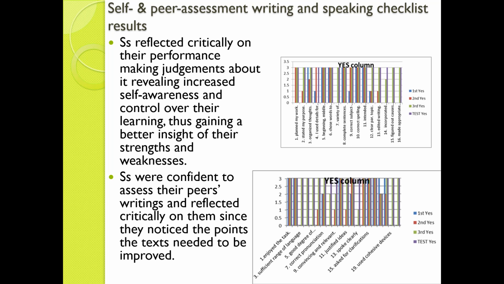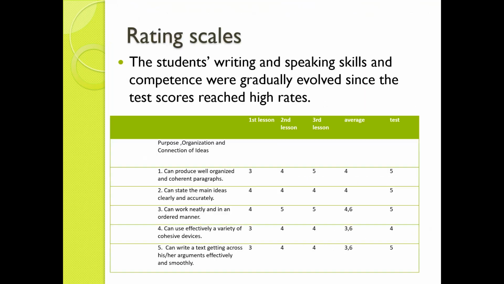Self and peer assessment writing and speaking checklists. Students reflected critically on their performance, making judgments about it, revealing increased self-awareness and control over their learning, thus gaining a better insight of their strengths and weaknesses. Students were confident to assess their peers' writing and reflected critically on them, since they noticed the points the text needed to be improved. Rating scales. The students' writing and speaking skills and competencies gradually evolved since the test scores reached high rates.